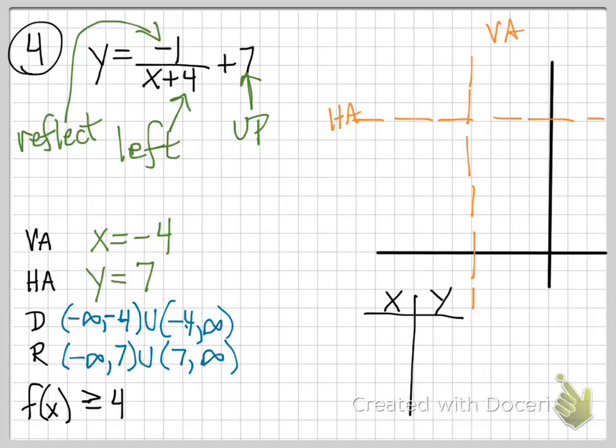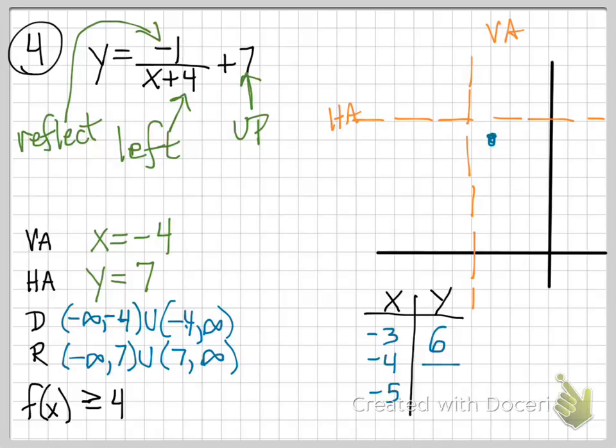Now let's put those on the graph. Well, we need to put some points in our table to find it. At negative 4, we have an asymptote. So we're going to look at negative 3 and negative 5. If I plug in negative 3 in the denominator, I have negative 3 plus 4. That gives me a positive 1. Negative 1 divided by positive 1 is negative 1, and negative 1 plus 7 is 6. So at negative 3, I'm at 6.